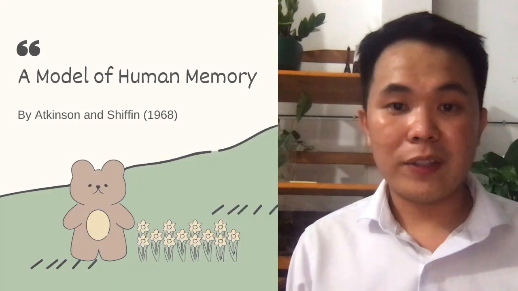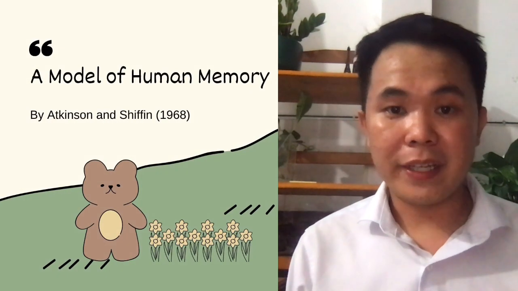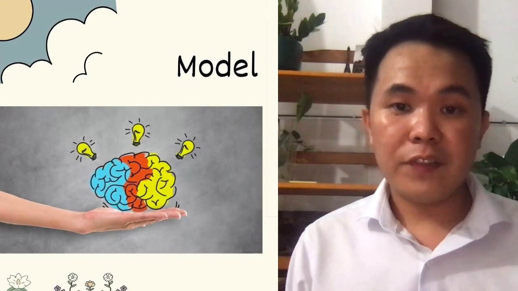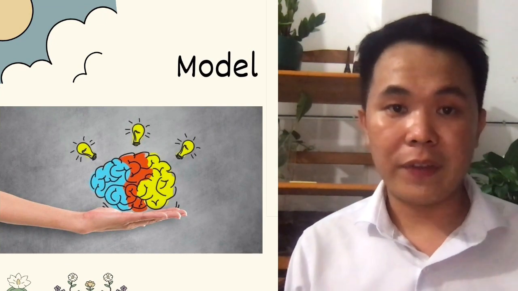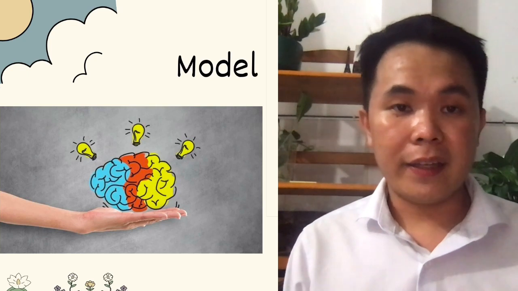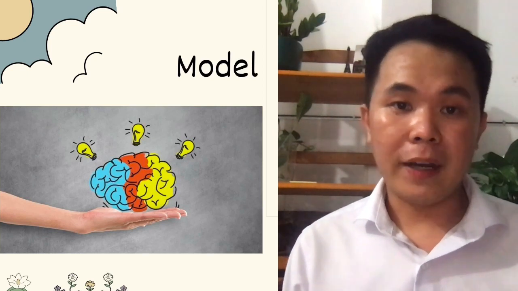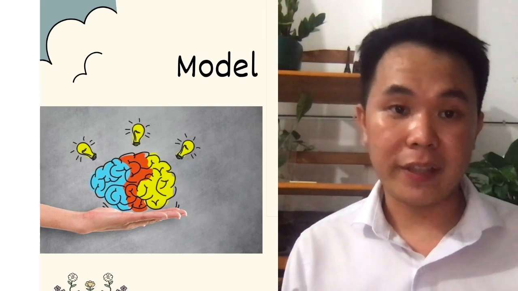Greetings lecturer and everyone, my name is Chun Eng. I'm going to start with the model of human memory. A model in here refers to a representation that we use to help visualize what we can observe directly. And we create a model to help us visualize and understand things in more detail.